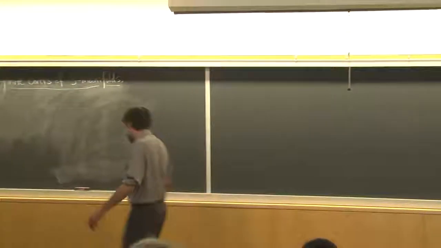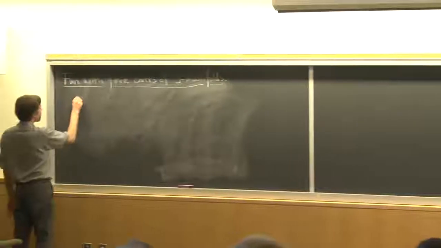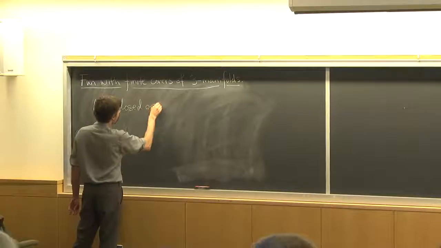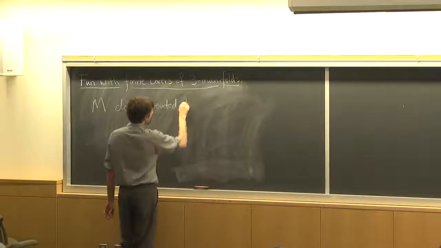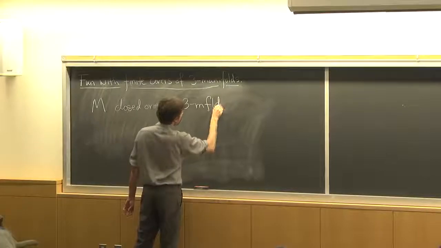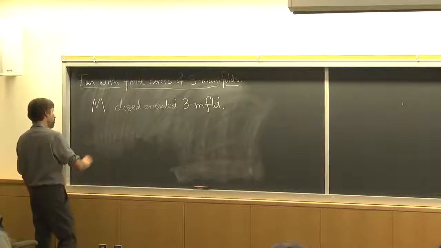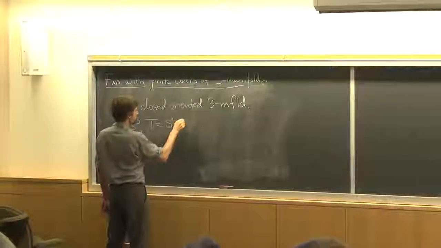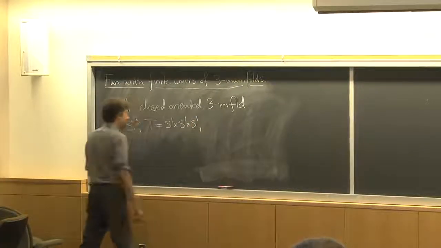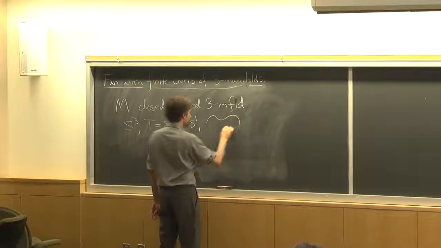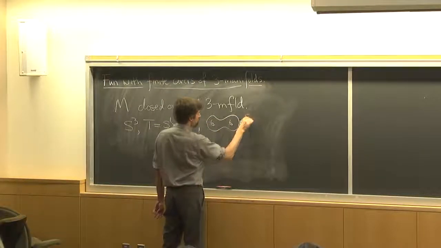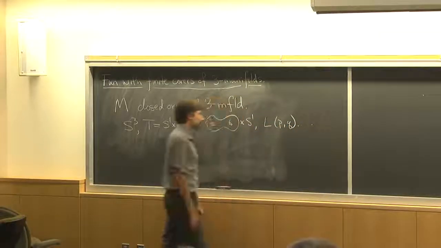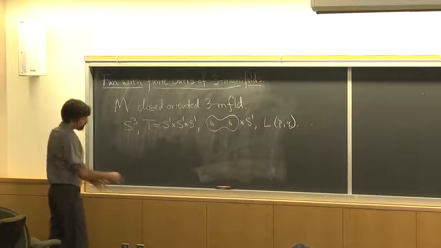Okay, so what I'm going to be talking about today is three manifolds, just some typical closed, oriented three manifolds. So the examples you're all familiar with include things like the three-sphere or the three-dimensional torus, or maybe genus 2 surface cross a circle, or lens space.